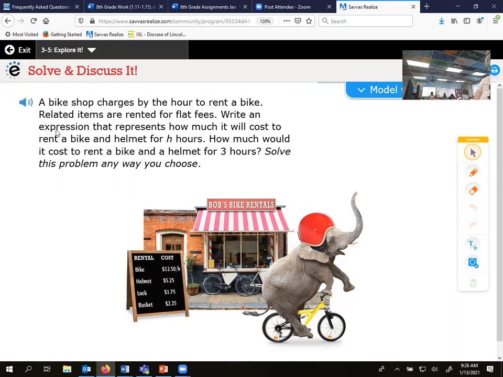Write an expression that represents how much it will cost to rent a bike and a helmet for 8 hours. And then how much would it cost to rent a bike and a helmet for 3 hours? Solve this problem any way you choose. Okay, so go ahead and try to figure it out.